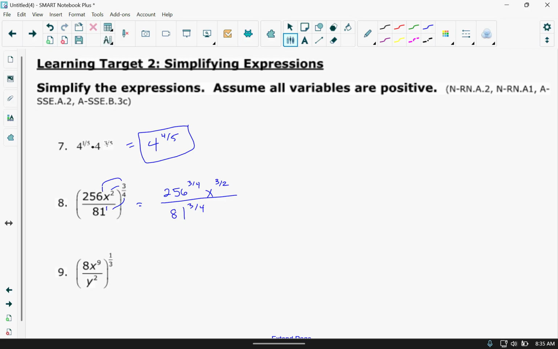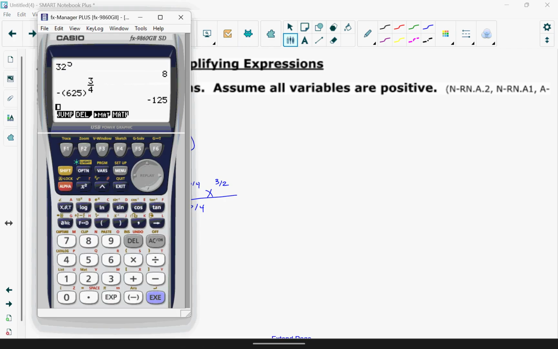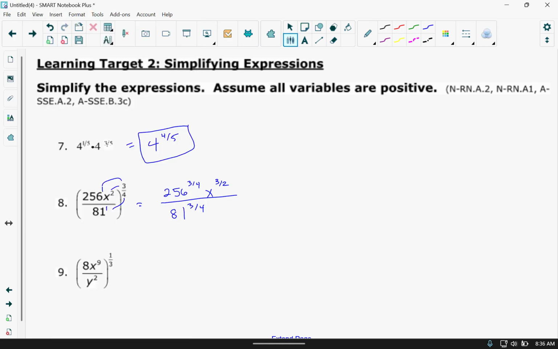Now, even though it doesn't say simplify, I'm going to type these into the calculator. As a matter of fact, let me type in 4 to the 4/5 just to make sure from the last problem. And if it gives me a decimal, I'm not going to put it down. Yeah, so on number 7, it gives me 3.03. I'm just going to leave it as 4 to the 4/5.